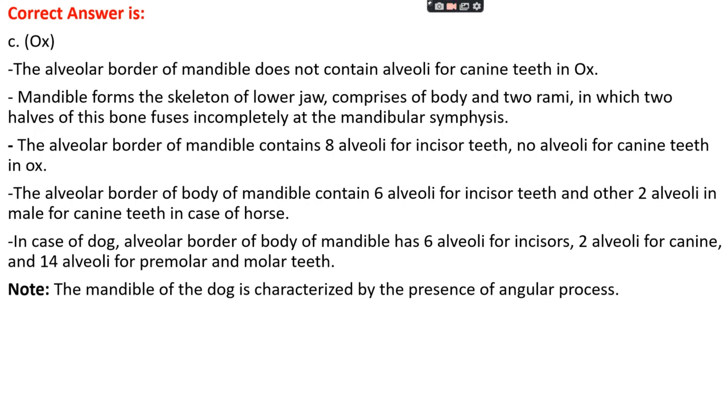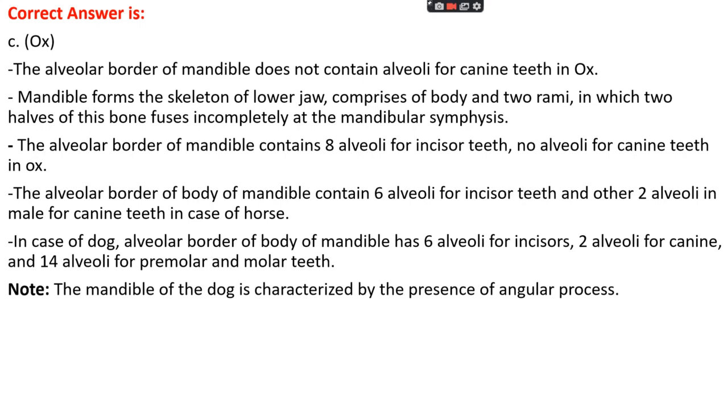Okay. The mandible actually forms the skeleton of the lower jaw. It is mainly comprised of the body and two rami, in which the two halves of this bone are fused incompletely at the mandibular symphysis. Okay. If we see the alveolar border of this mandible, it mainly contains 8 alveoli for incisor teeth, and there are no alveoli for canine teeth in case of ox.